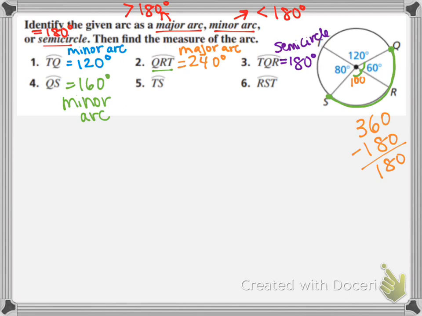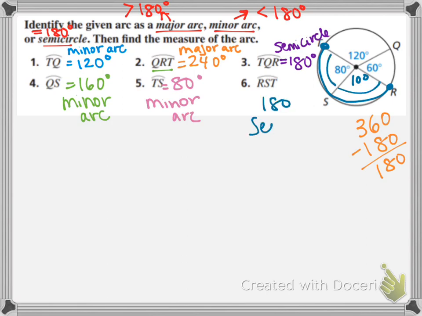We have TS, also a minor arc because it is two letters. From T to S, it's going to be the same as the central angle, so that is 80 degrees. And then last, start at R, go towards S, end at T. So it would be 100 plus 80, which is 180, which is a semicircle again.